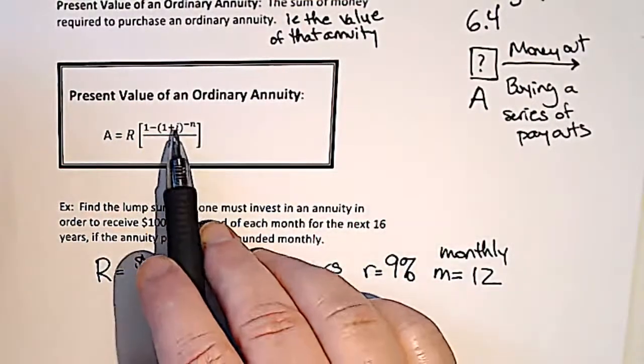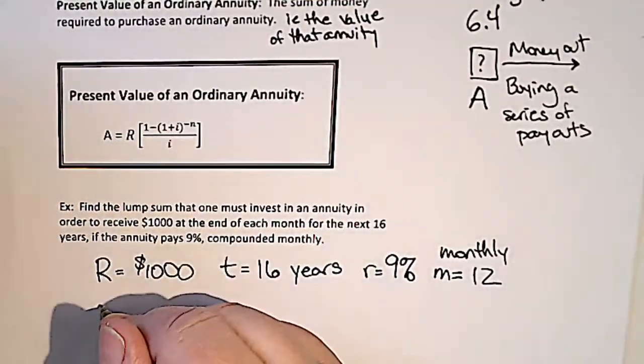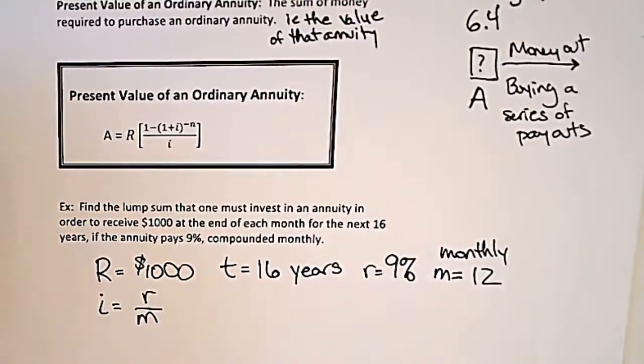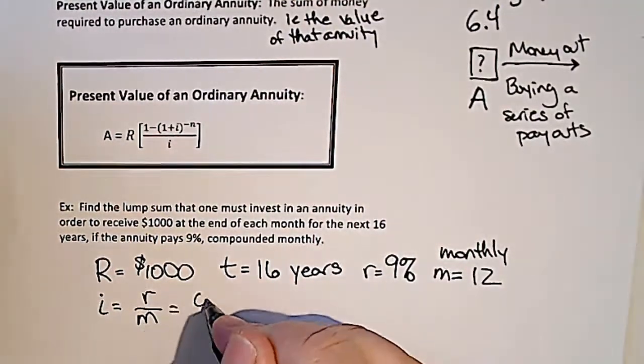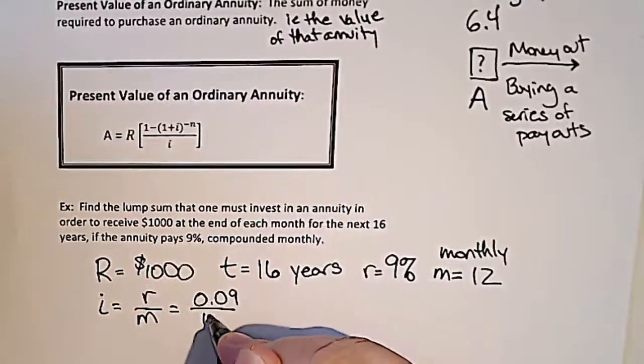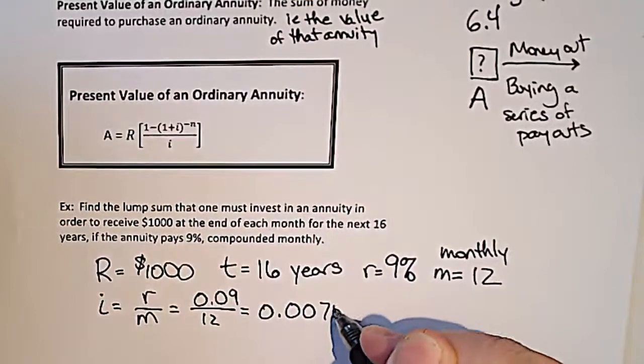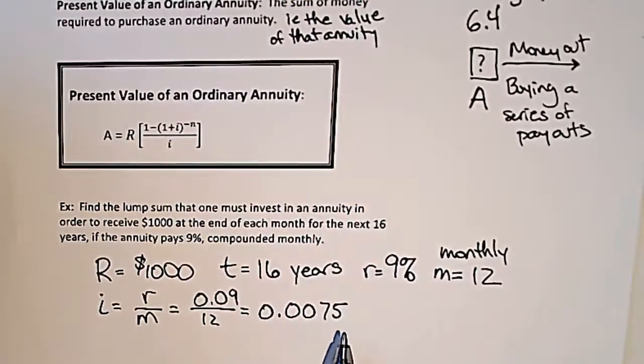The things I need to know is I need to know i, and remember that's r over m, just like it was before. So this is 0.09 all over 12, which is really nice. It doesn't always work out this way.